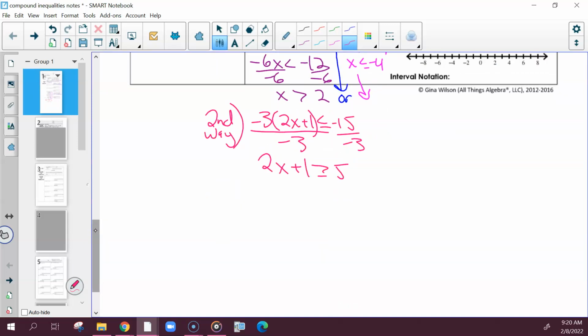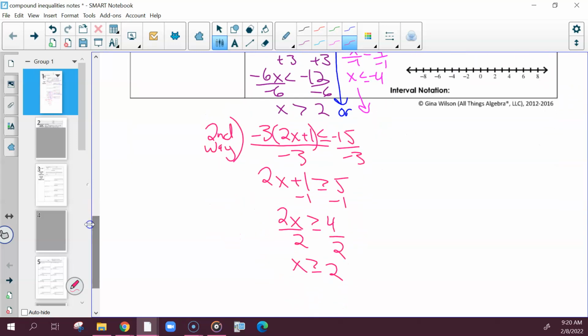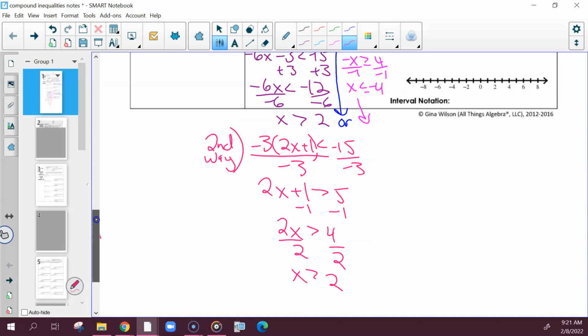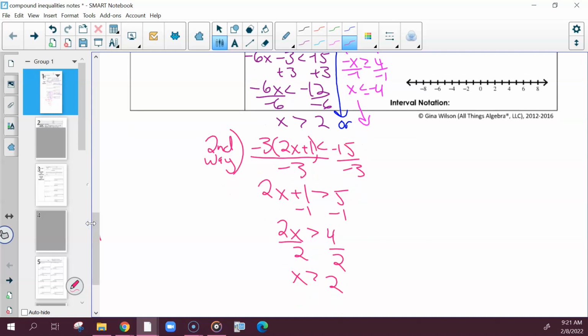And I would keep solving, subtract 1 on both sides, and divide both sides by 4. I would still get the same answer, except this was not equal to. So I would still get the same answer, just solved it a different way.